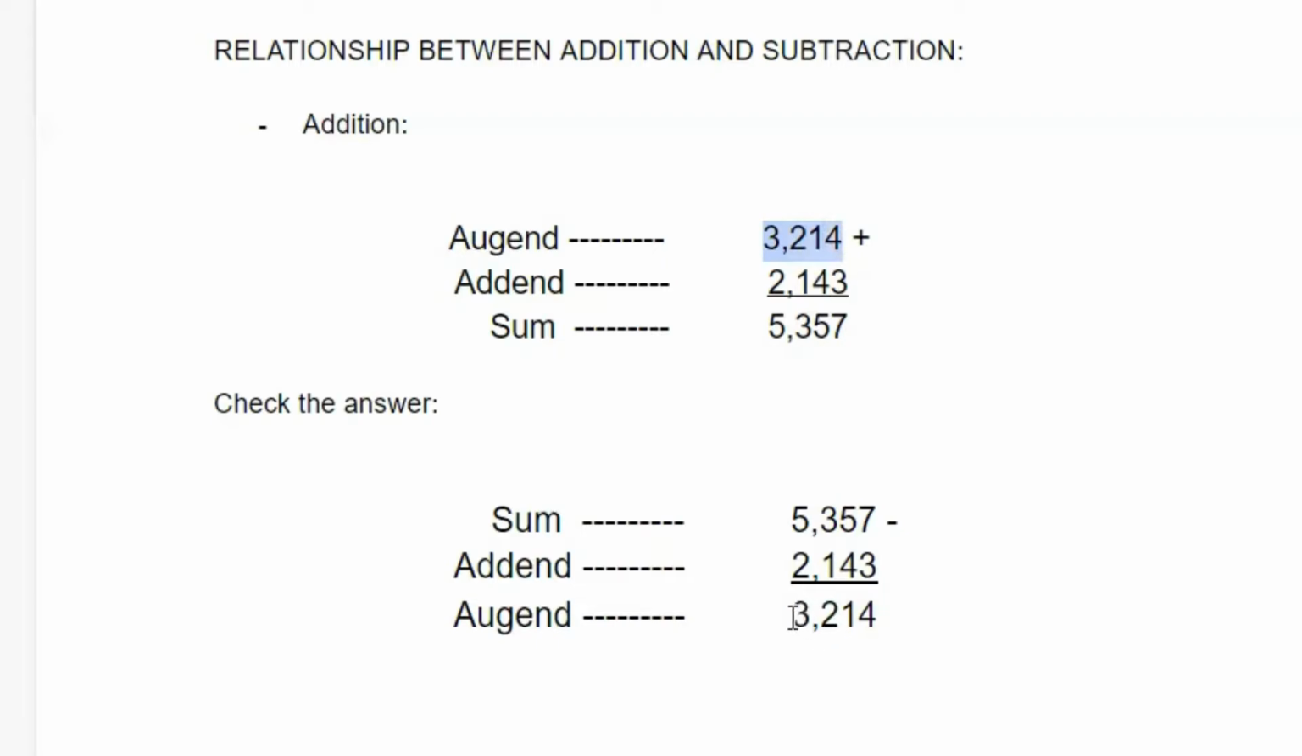3,214 and 3,214. So we can say that this operation is correct. And this is how we use the relationship between addition and subtraction, in this case, to check the answer of an addition. Okay. Now let's continue, please.